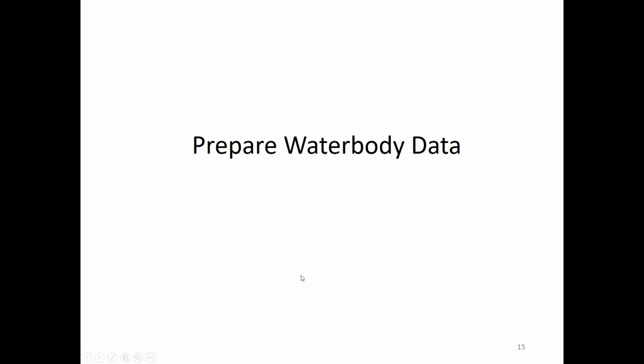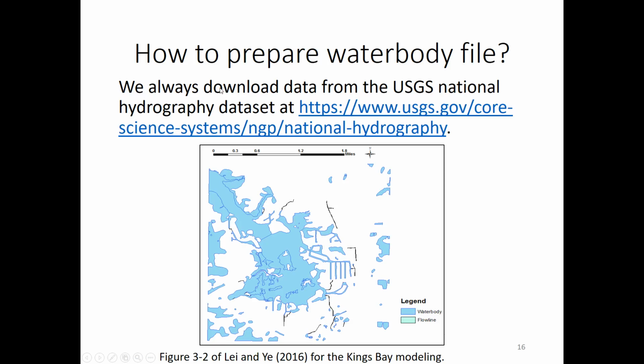The next step is to prepare water body data. So we normally download water body data from the USGS National Hydrography Dataset, and this is a link to it. And here is figure 3-2 in our report for Kings Bay modeling. This is the water body file we downloaded from the USGS website, and it has polygons and polylines for surface water bodies.